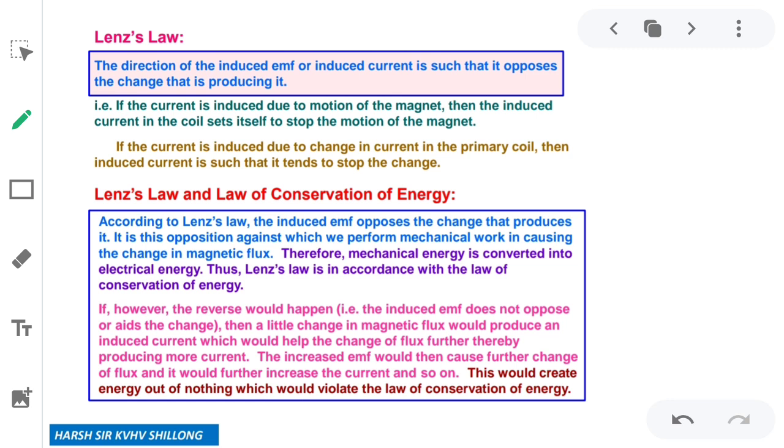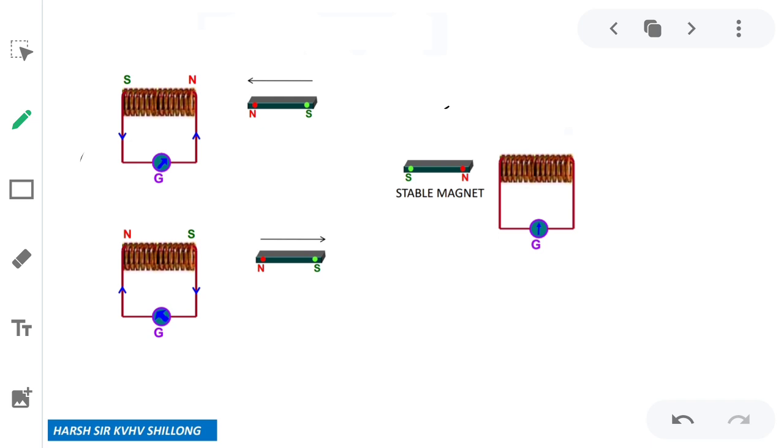This is a very important thing, and we'll do some numericals later. There are many numericals which are very important. Mostly 1 or 2 questions are covered every year in the exam. So we'll do that later. One more very important question which comes in the board exam is Lenz's law as per the law of conservation of energy. This we'll discuss in the next slide.